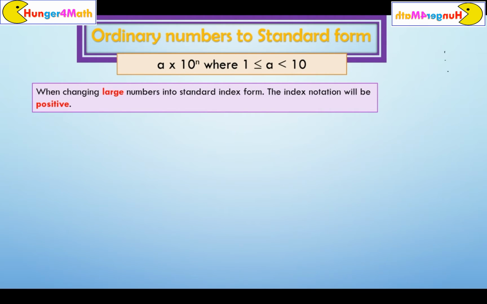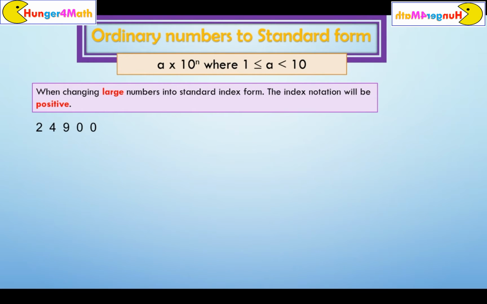Let's convert ordinary numbers to standard form. Remember, standard form is a times 10 to the power of n, where a is less than 10 but greater than or equal to 1. It's also stated here, when changing large numbers into standard index form, the index notation will be positive.